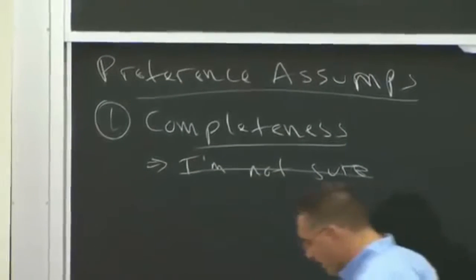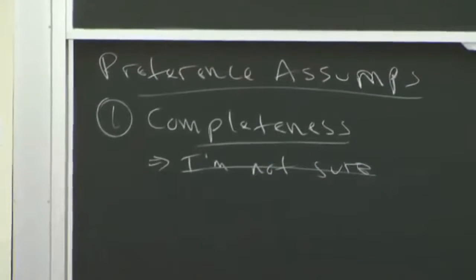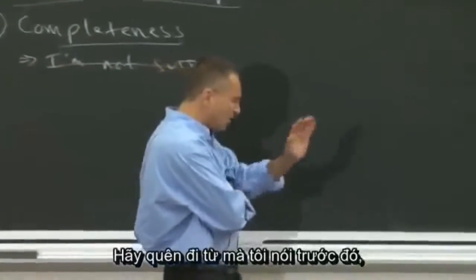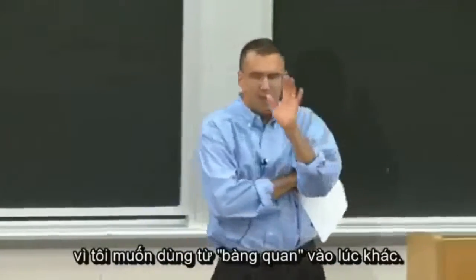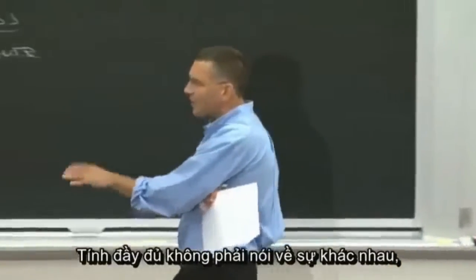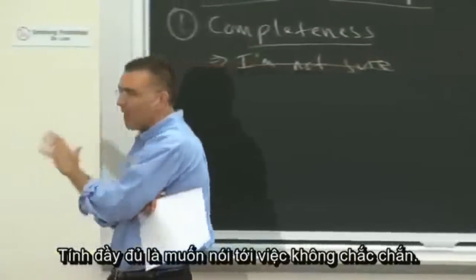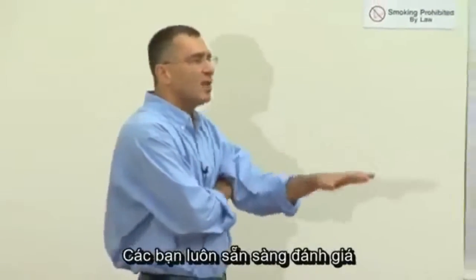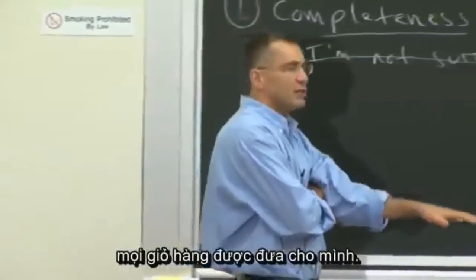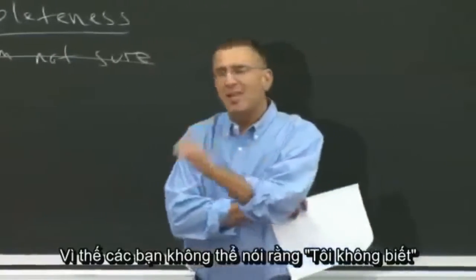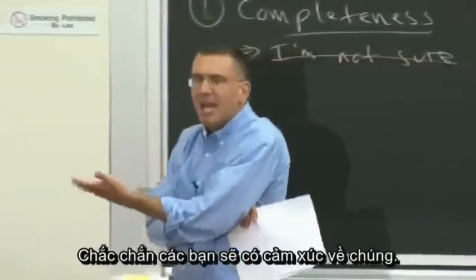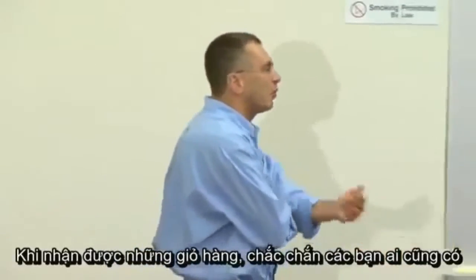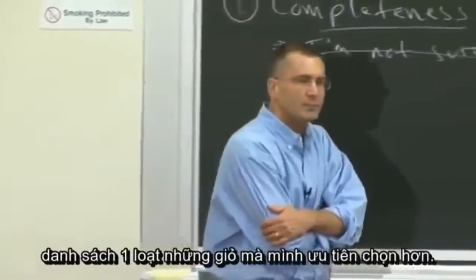I'm sorry, I messed this up. So just scratch what I said a few minutes ago because I want to use indifference differently. Completeness is not about not being indifferent. What I'm saying is about not being sure. You've got to be willing to value every bundle of goods that's given you. So you can't say, I don't know how I feel about that. You've got to have some feeling about stuff. You've got to have a complete set of preferences over all bundles of goods that are given you.